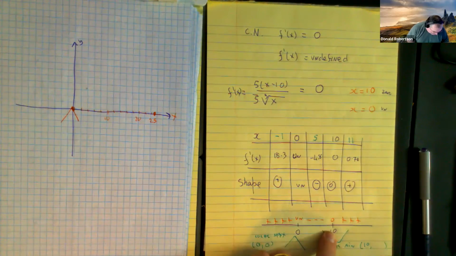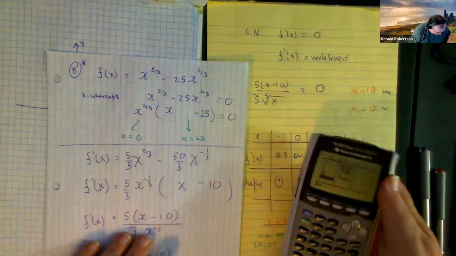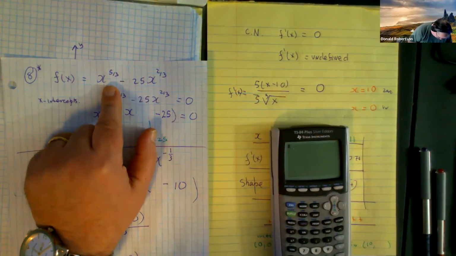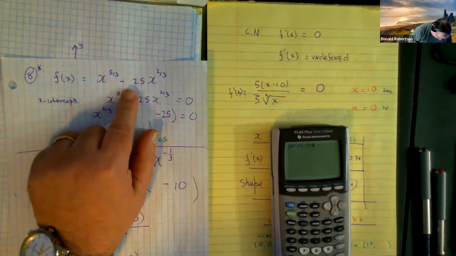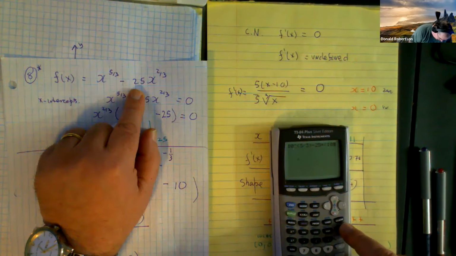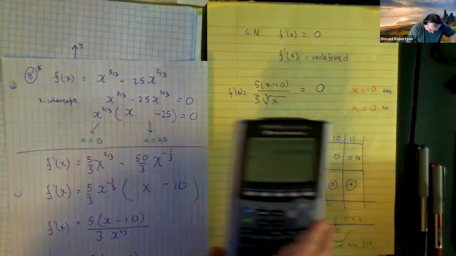And at 10 comma, I don't know what the 10 comma is yet. So I'm going to go here and just figure out what it is on the calculator roughly. So 10 to the power of 5/3. Take away 25 times 10 to the power of 2/3. I get the answer about -69.